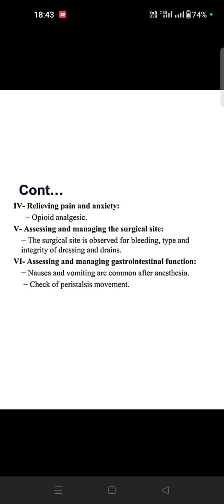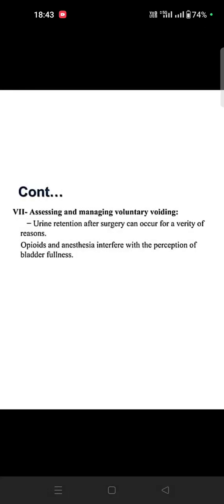Assess and manage the surgical site: observe the wound site, any bleeding and any drains. Assess the gastrointestinal system: nausea and vomiting are common after anesthesia. Check the patient's peristaltic movement. Then assess voluntary voiding. Urine retention after surgery is very important, due to opioids, anesthesia and bladder fullness.